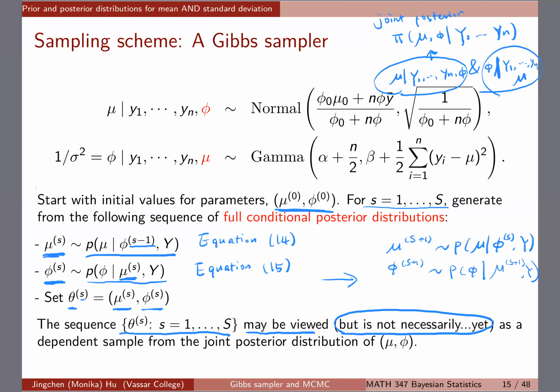And here is how you can do it, step by step, something like an algorithm. But notice that we're writing "not necessarily yet." That's where MCMC diagnostics will come in. We have to make sure that it is a good approximation to the joint posterior distribution. Also, notice the term dependent sample. They're dependent because the current draw of either mu or phi depends on its previous draw. We're doing it iteratively.